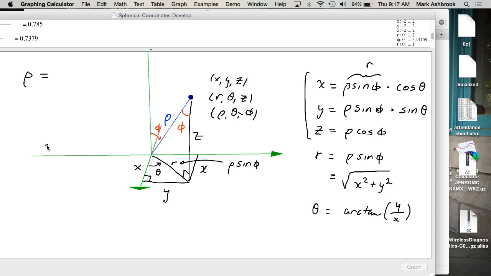Let's talk about some different ways to express rho. How could you express rho? So I'll just do rho squared. So rho squared is r squared plus z squared. But then that would also be equal to x squared plus y squared plus z squared, since x squared plus y squared is equal to r squared.